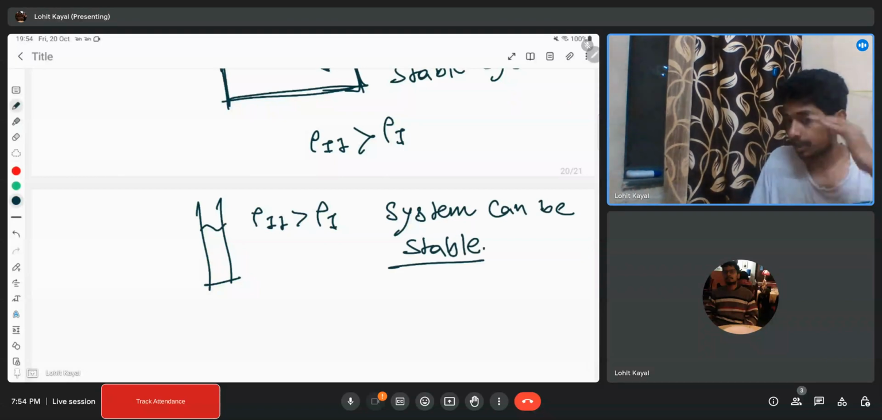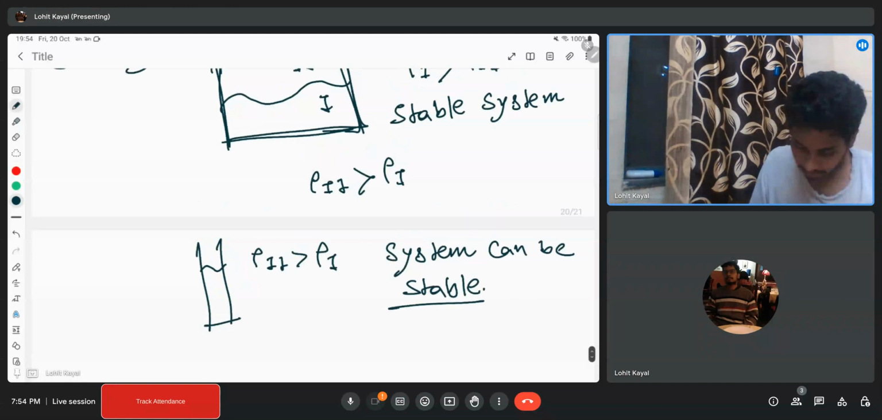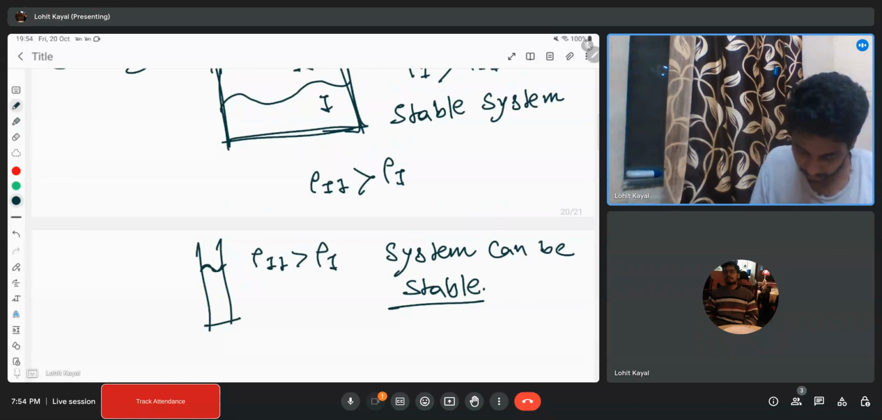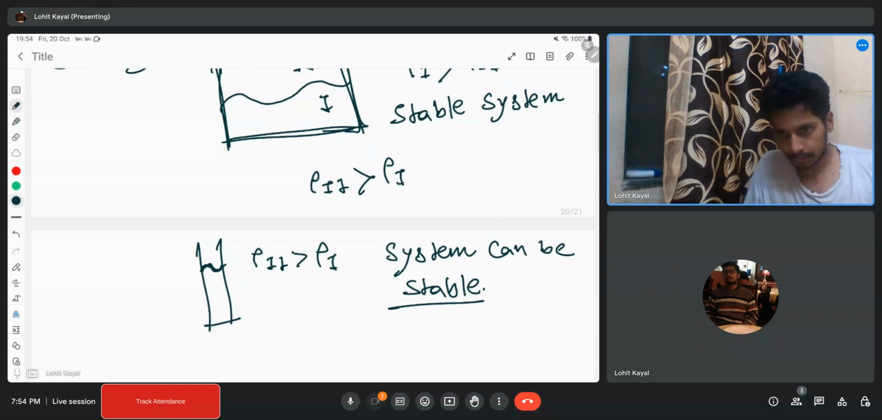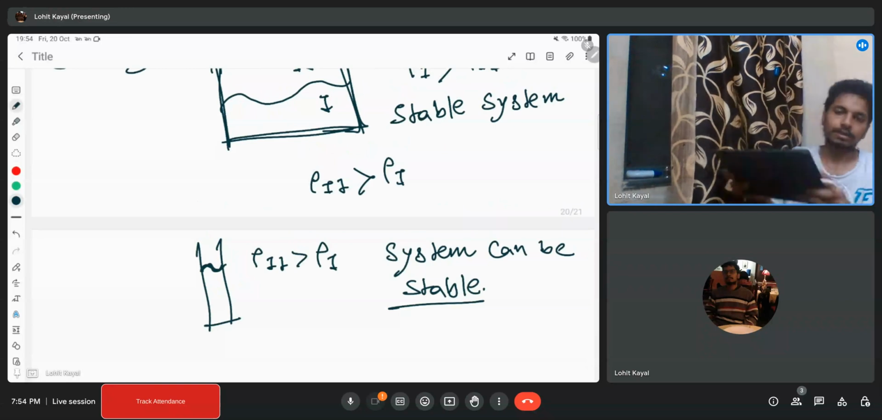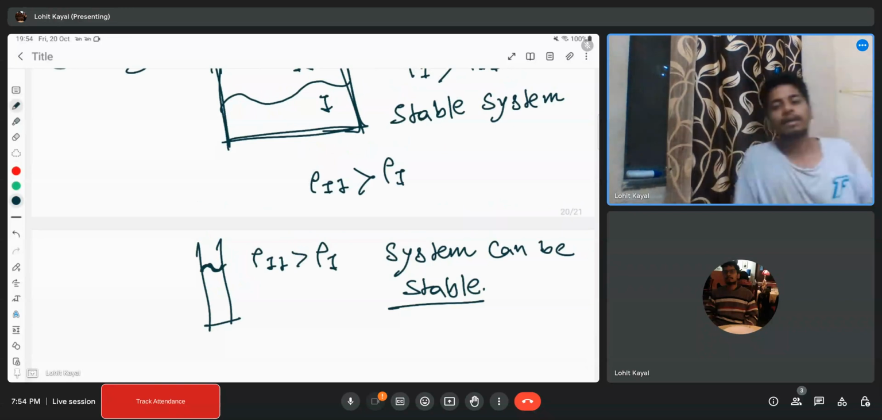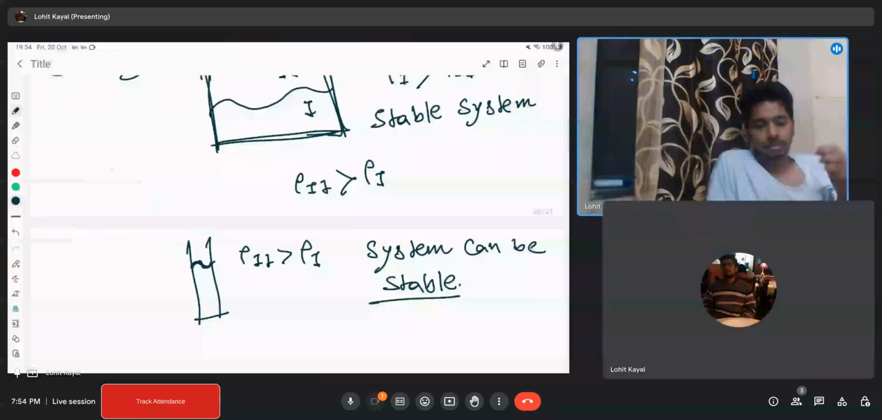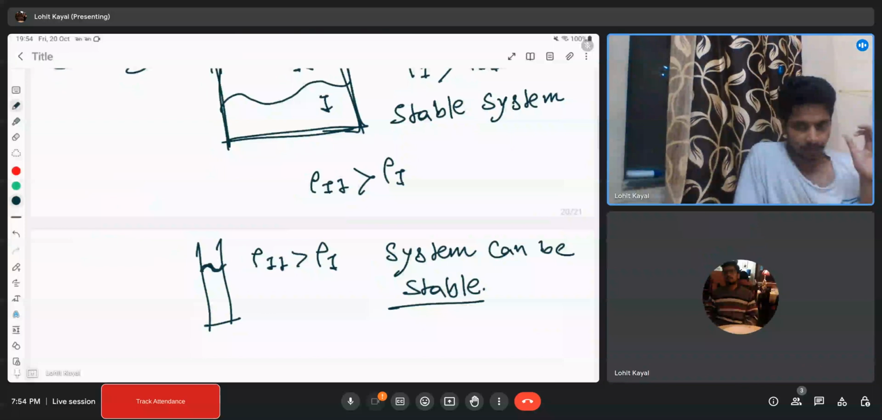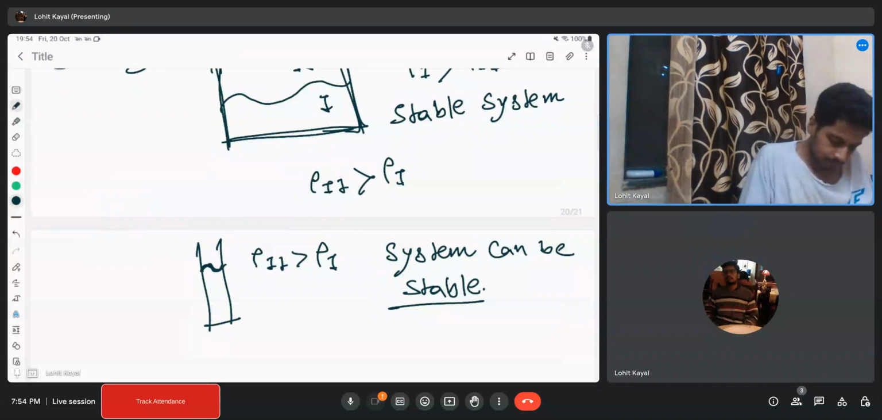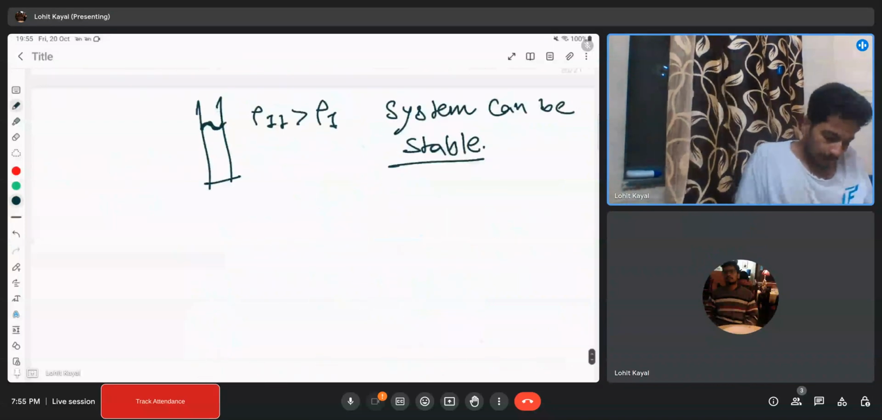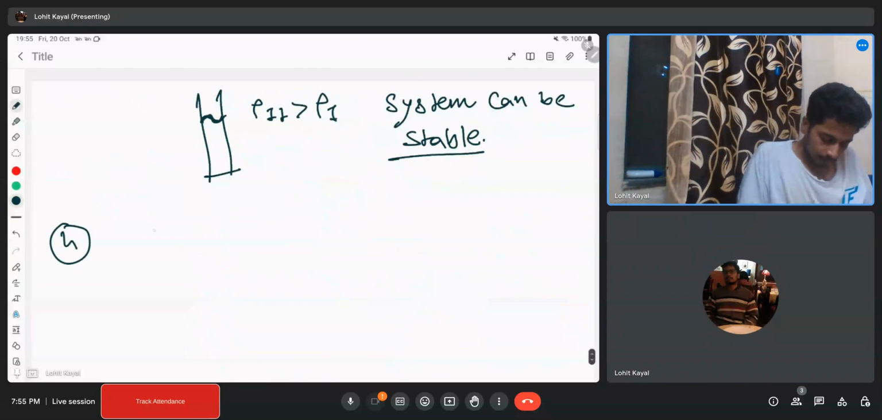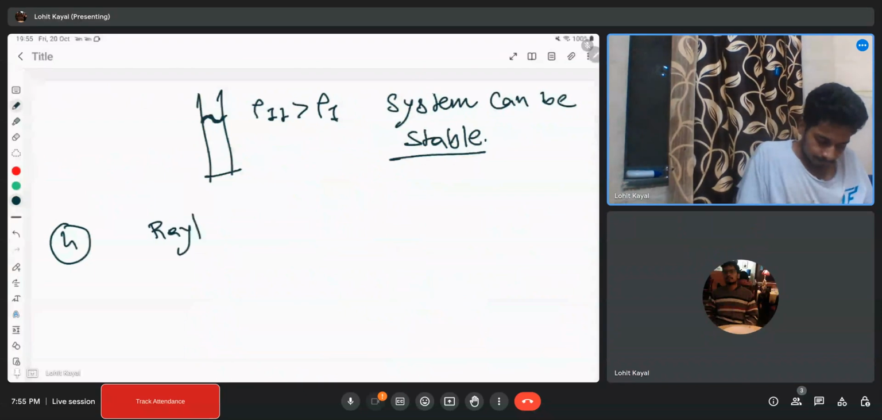Why? Because in that case, your surface tension acts as a stabilizing agent, and it can stabilize the system when the domain size of your geometry is very small. Okay. Then we have talked about the Rayleigh-Plateau problem.